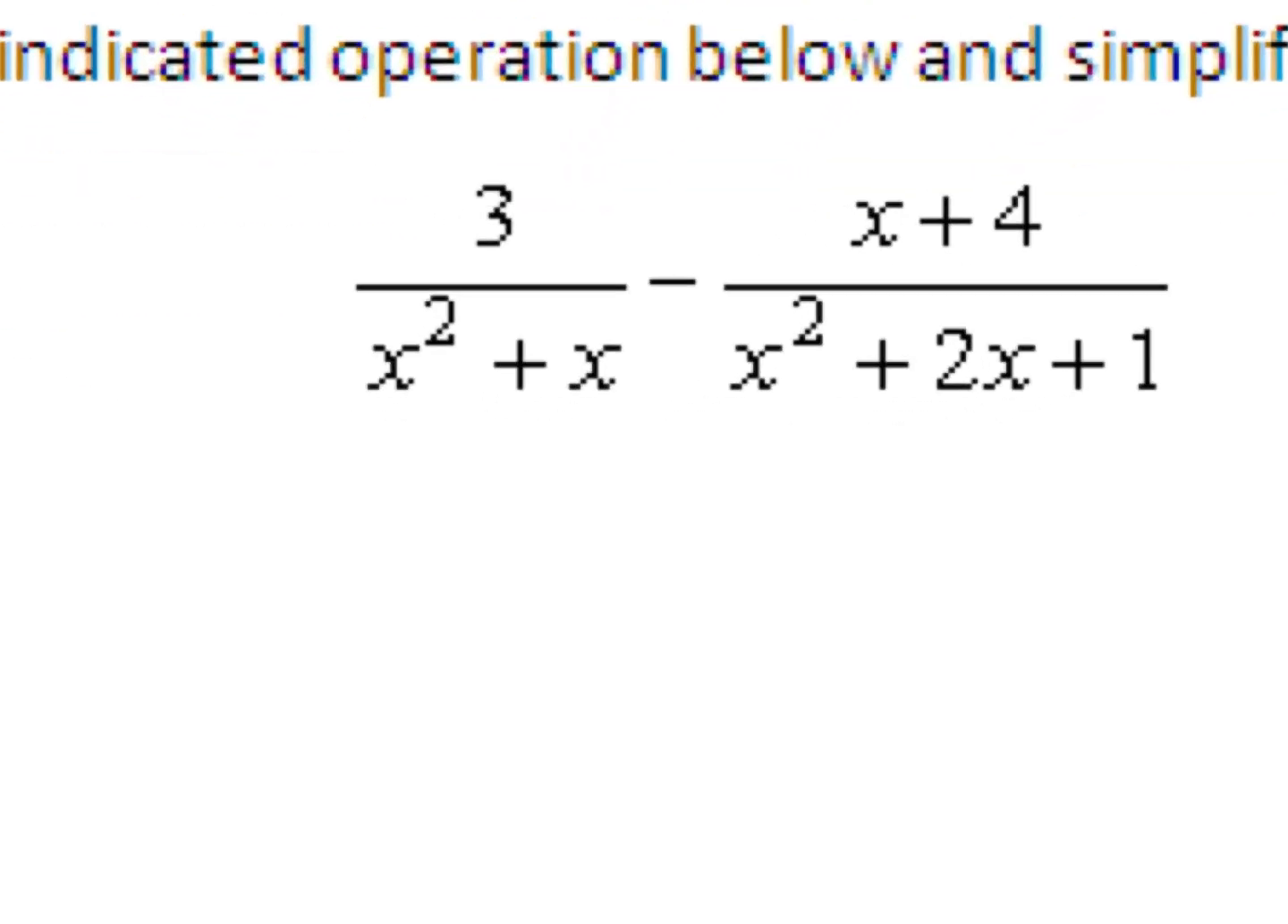Step 1 in any good factoring problem is pull out a GCF. So I'd pull an X. So if I'm factoring this denominator right here, they have an X in common. So I'm going to pull the X out. And then X times X gets me back to the X squared. Bring down your plus. And then X times 1 gets you back to X.